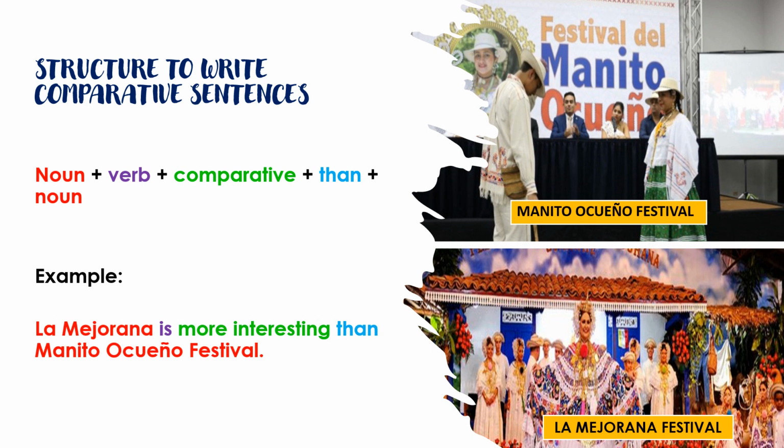Now, here we have the noun, right? That is La Mejorana and El Manito Cueño. We have the two festivals. We have the verb be, that is in this case. We have the comparative form that is indicated with the color green, more interesting, using more because we have more than two syllables, right? And we have than. The word than is very important, don't forget that, because that indicates that you are comparing two things. And we have the second noun that you are comparing.